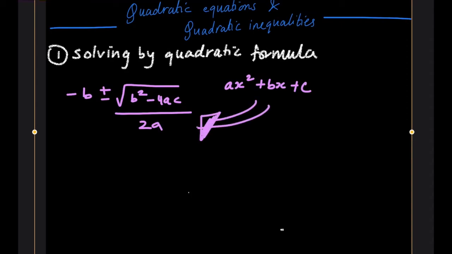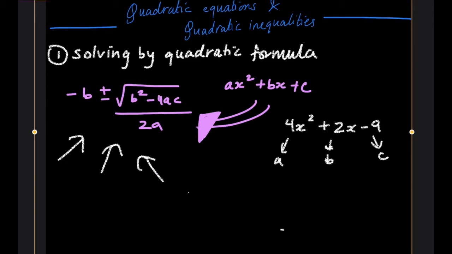So you just plug in the values into this formula and you will get your answer. Let's say we have 4x squared plus 2x minus 9. This is your A, this is your B, and this is your C. Plug it in to this formula and solve for 0, of course. You will have your two answers. It's kind of the golden key to everything.